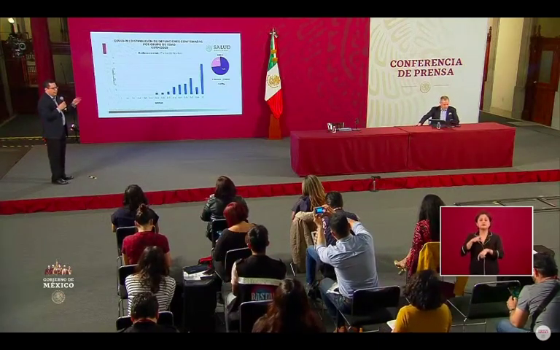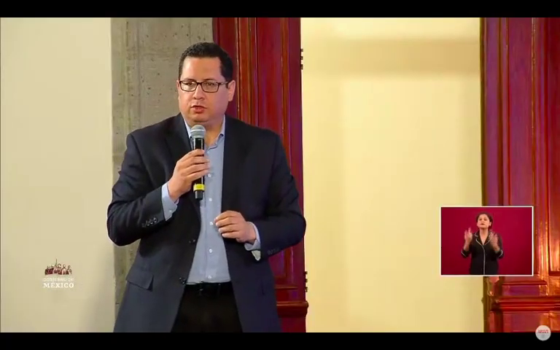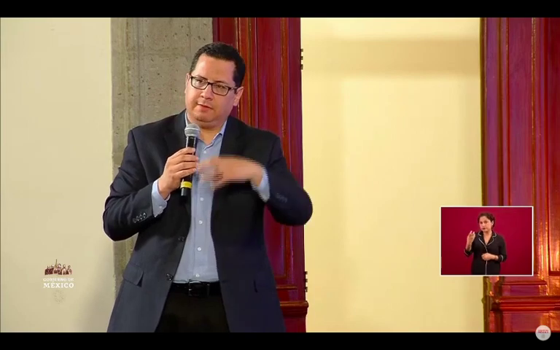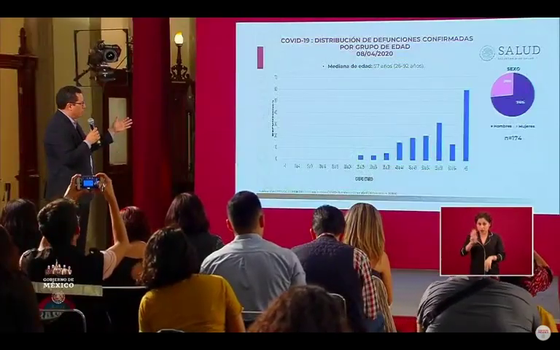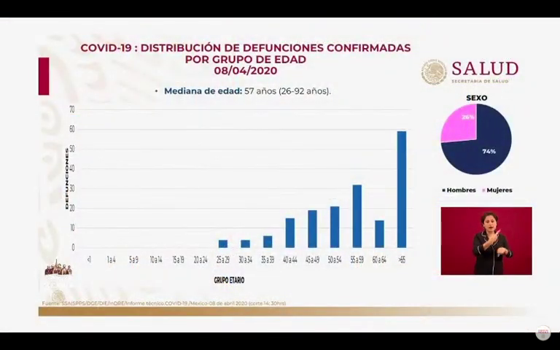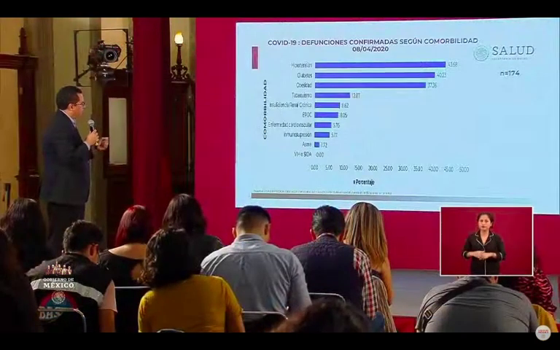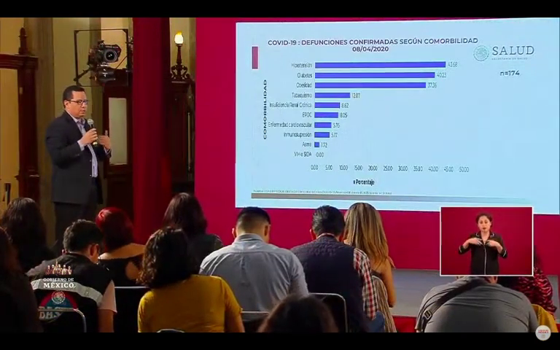Here we can look at the distribution per age group of deaths. And this is a different statistic because we can see a quite visible overrepresentation of senior citizens in the death age distribution, as well as an overrepresentation of males by 74%.